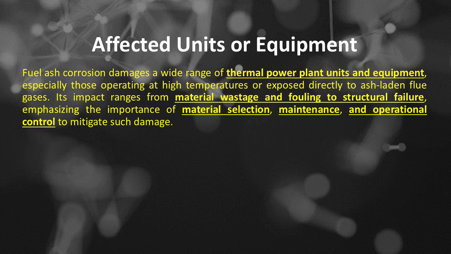Fuel ash corrosion damages a wide range of thermal power plant units and equipment, especially those operating at high temperatures or exposed directly to ash-laden flue gases. Its impact ranges from material wastage and fouling to structural failure, emphasizing the importance of material selection, maintenance, and operational control to mitigate such damage.